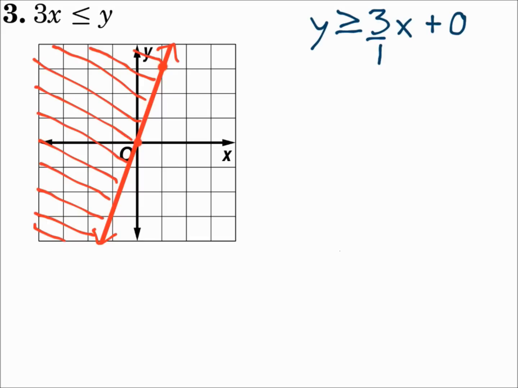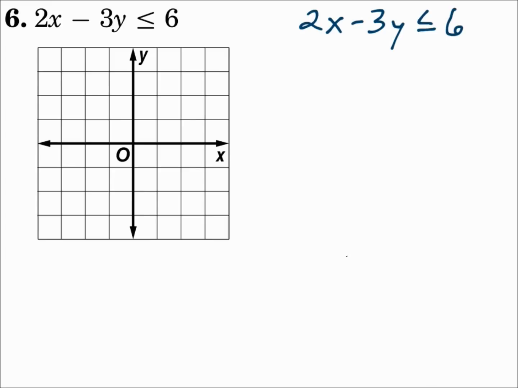Draw the line. You can start with your y-intercept and then use the slope, rise over run, to the next point. Is it solid or dashed? And where do you shade? Since it was greater than or equal to, the line was solid, and since it's greater, we shade above.